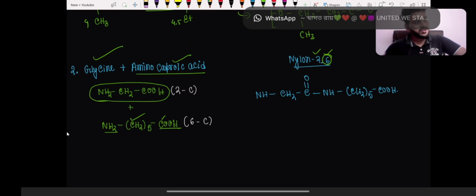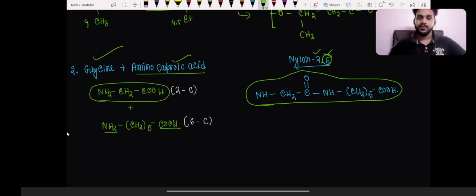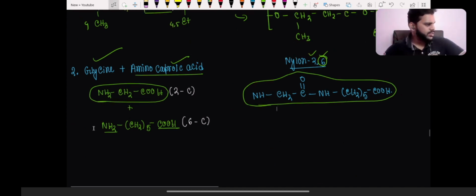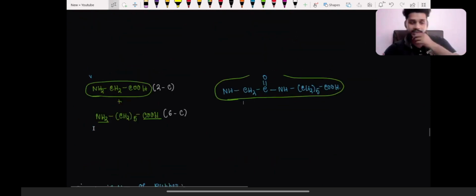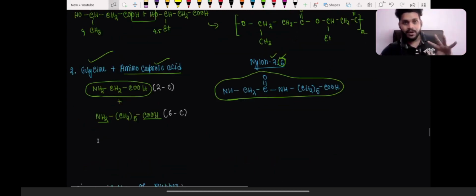So guys, it is also going to be a polyamide. I have just drawn it over here. It is also going to be a polyamide if you just take out the water from here. So guys, that's it about all the different kinds of biodegradable polymers that are there. I guess this is it. Okay, so all the major part is over, guys.